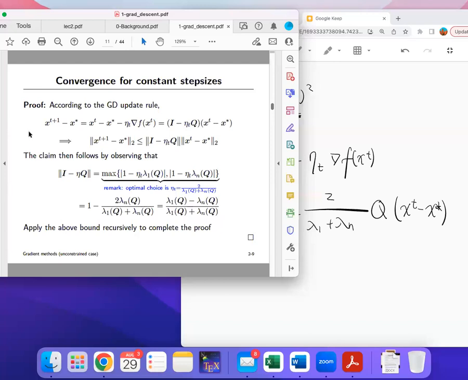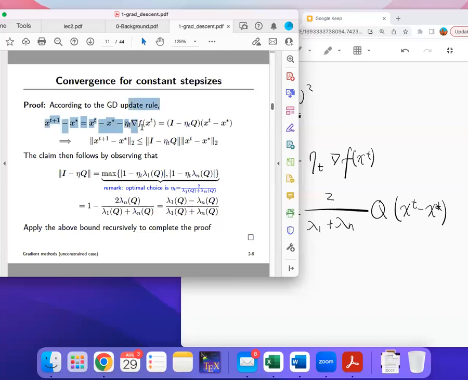So the way we analyze this algorithm is just to follow the update rule, right? I want to understand x_{t+1} minus x star. And for gradient descent, x_{t+1} is x_t minus eta_t times the gradient, right? So I just plug in the update rule of gradient descent.